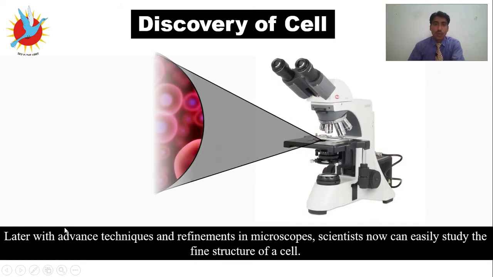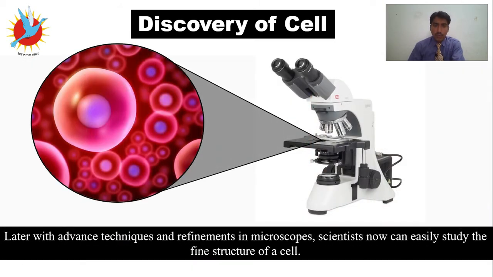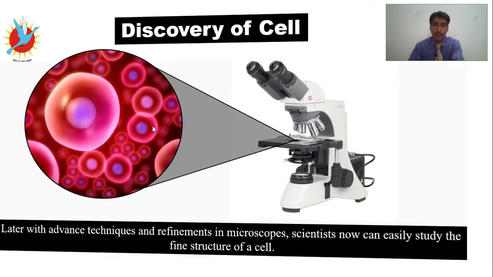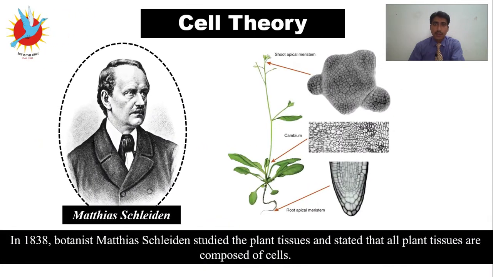Later, with advancements in techniques and refinements in microscopes, scientists can now easily study the fine structure of the cell. You can see here an electron microscope. A very fine, refined structure of the cell we can see here. Next, we are going to discuss the cell theory.